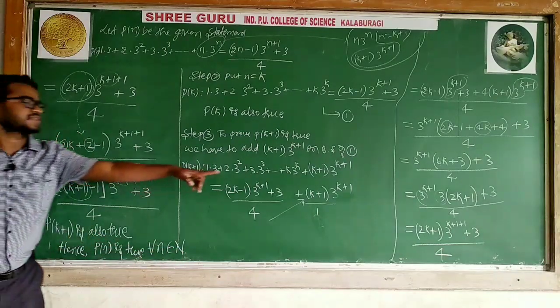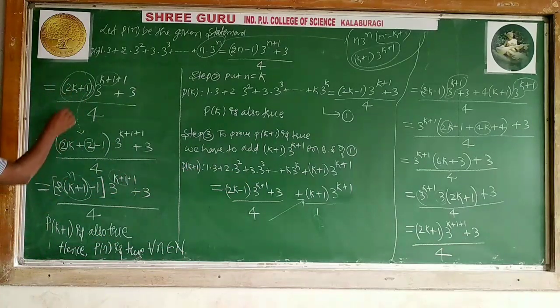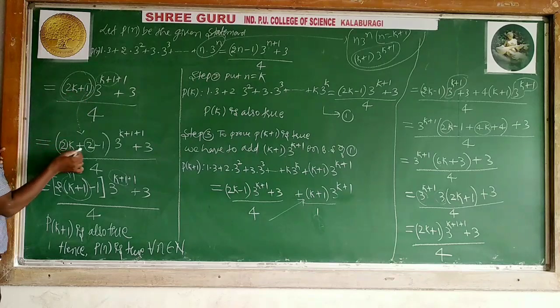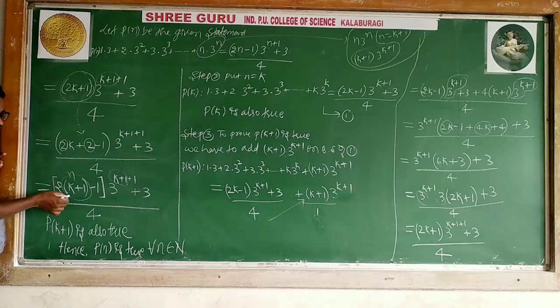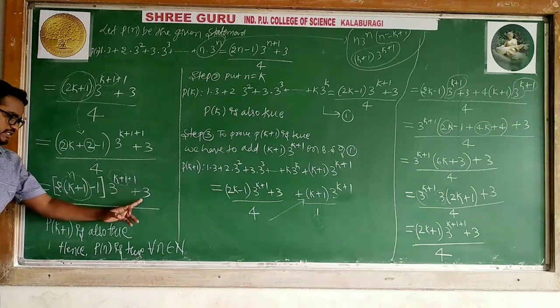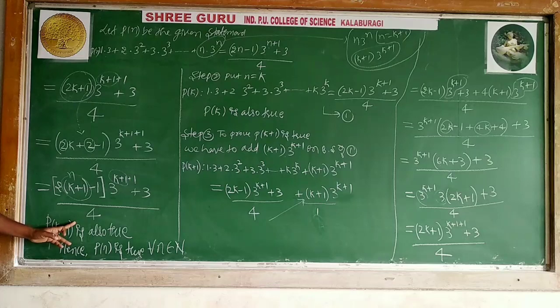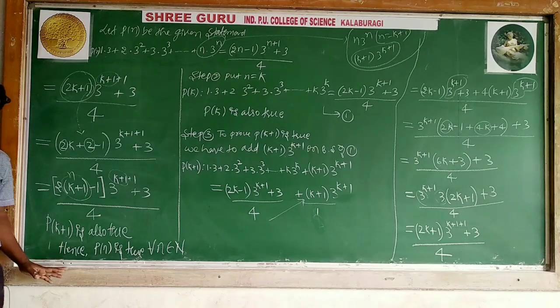Listen to me. After that I am writing 2k plus 1. Only the thing is 2k plus 1 can be written as 2 minus 1. Plus 1 can be written as 2 minus 1. 2 you can take common. Taking 2 common, 2 into k plus 1 minus 1, you will get 3 to the power k plus 1 plus 3, whole divided by 4. Nothing, it is very simple.